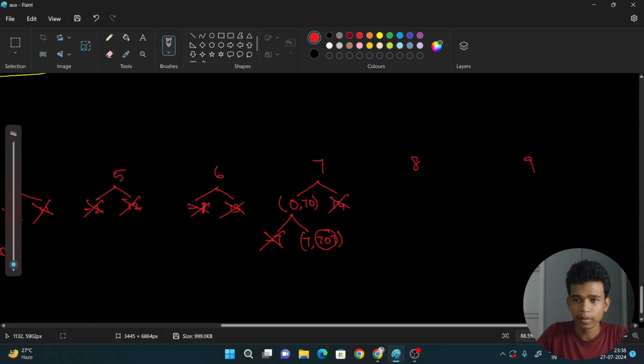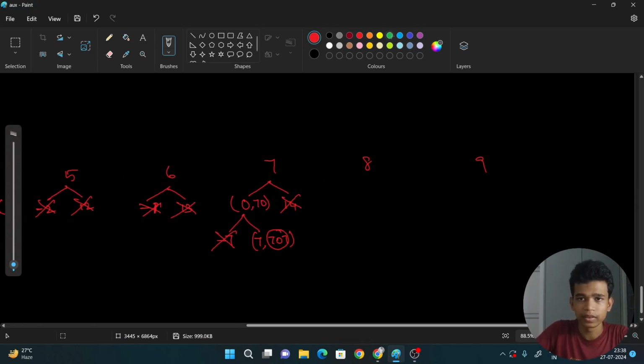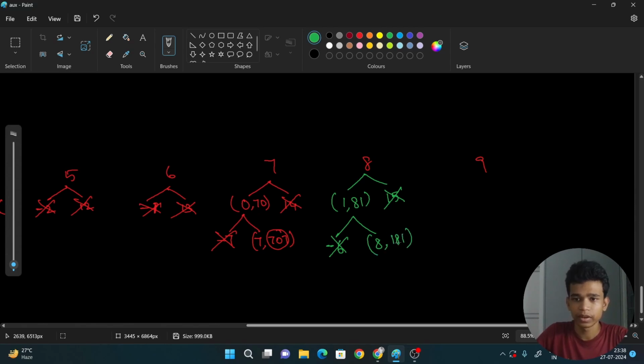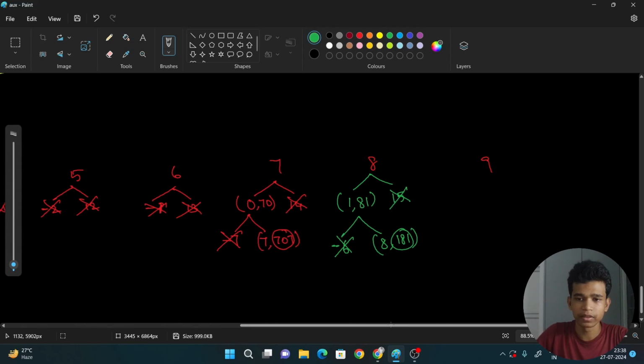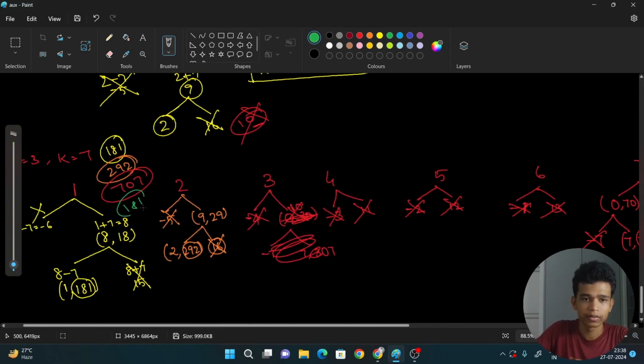Fine. Now coming to 8. 8 can be moved like 8 minus 7 is 1 and 8 plus 7 is 15, right? Now I cannot go like this. If I accept this 1, then it will be 81. Current result is 81. Again come down. Now 1 minus 7 is minus 6. 1 plus 7 is 8 again. So I cannot go further. And for this 8, I can put 181 as our current value. So it has 3 digits, so it should be my answer. So 181 is also my answer.